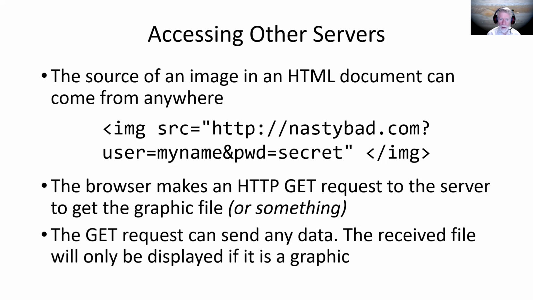And so the browser makes a GET request to the server to get this file. And the GET request normally is looking, of course, in this case for an image, a JPEG or a PNG or something like that. But it doesn't have to be. You could ask for anything. And of course, if it's not a graphics file, it won't be displayed. But if you're really a sneaky system, you accept the input and always send back some appropriate picture.